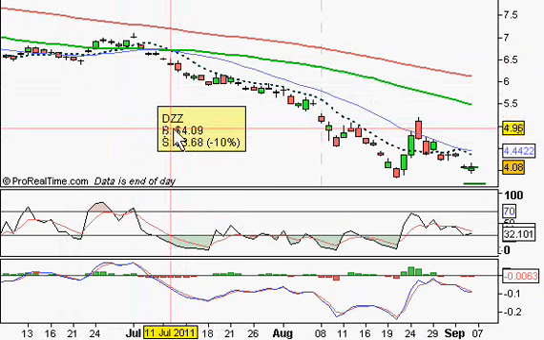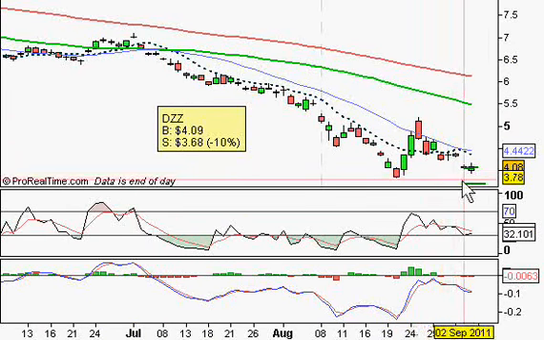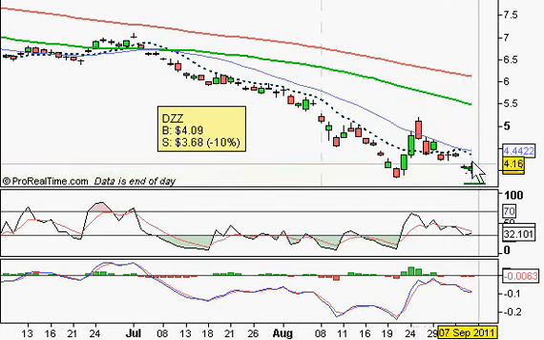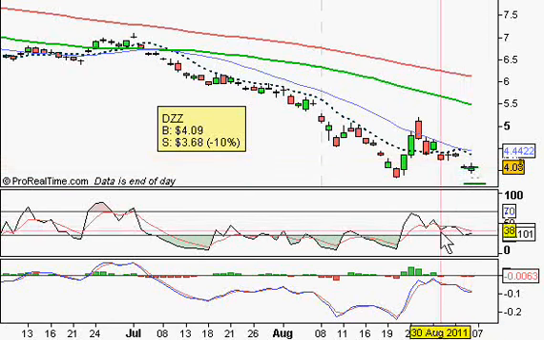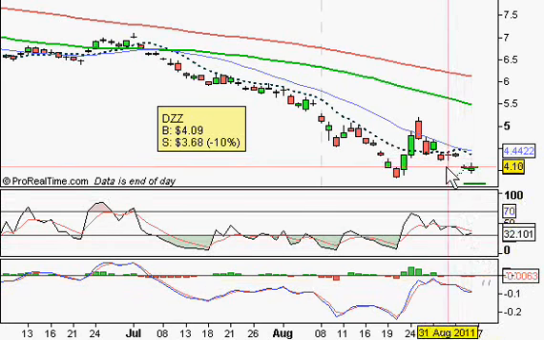DZZ. I've also tweeted this one that I was considering getting in, and we had a small candle here, which I'm not sure if you could see. It's kind of covered up, and today we have another small spinning top body here. We almost got to the oversold, and looks like it's getting ready to cross over here, and the MACD also hasn't crossed yet, so we haven't gotten a positive. So we're kind of a little early on this one.